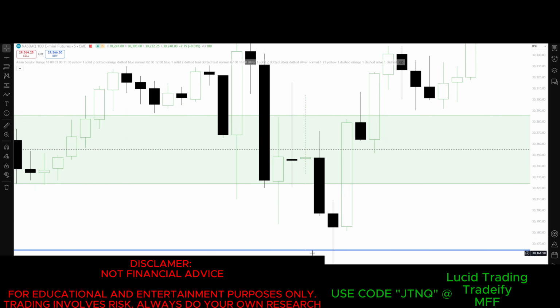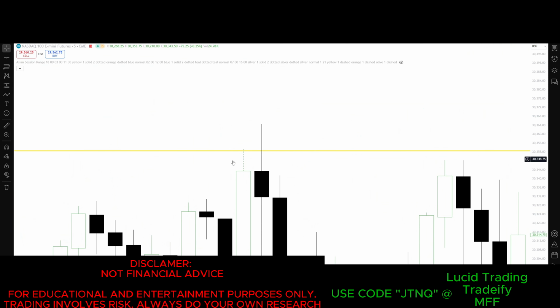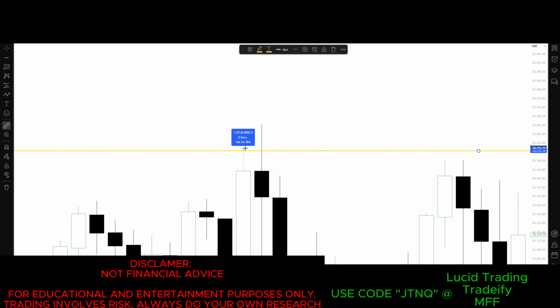I usually mark out these highs and lows even though they have been tested before. And what I wait for is for it to tap it, wick above it, close below, next candle, do the same thing.